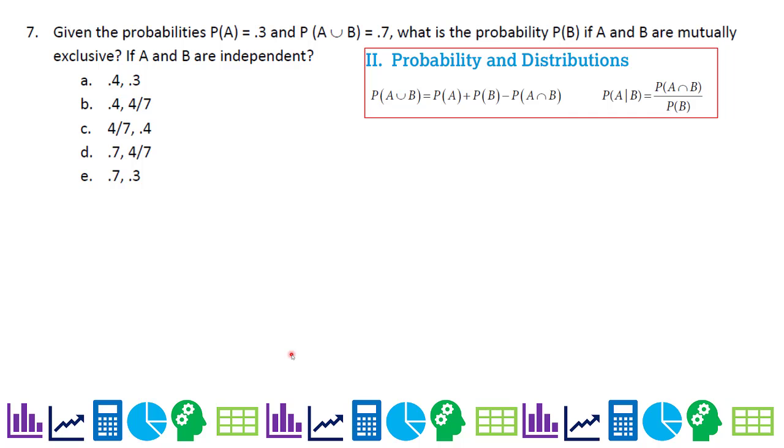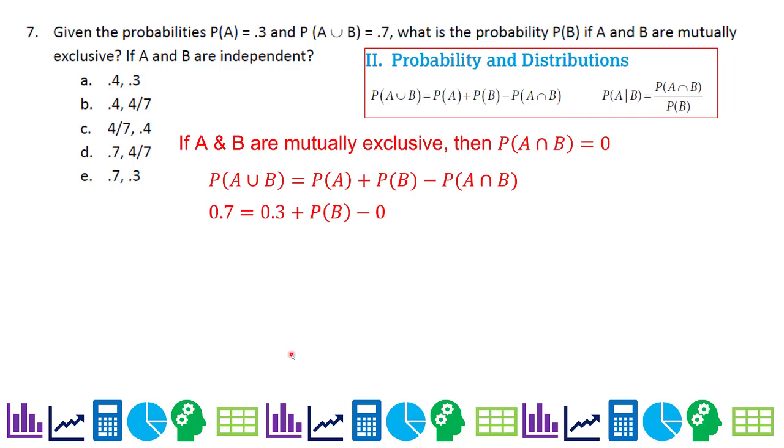All right, so first of all, I'm going to look at the probability of A or B from the formula chart. And if they're mutually exclusive, that means the probability of A and B is 0. So I'm just going to substitute in all my numbers. 0.7 equals 0.3 plus probability of B minus 0. So I get 0.4 as the probability of B. So my answer is either A or B.